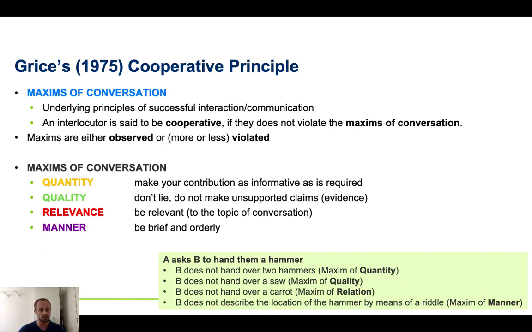When I ask someone what the time is, a relevant answer would be, it's 5 o'clock, or something like that. But if I ask someone what the time is, and the answer I get is a poem about unicorns, then that was not a relevant contribution to the conversation. And then lastly, if A asks B for a hammer, B does not describe the location of the hammer by means of a riddle, for example, right? So we should be brief, orderly, and polite.